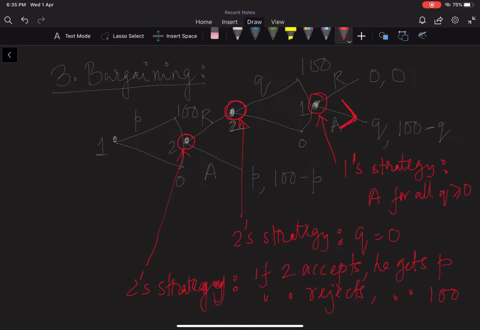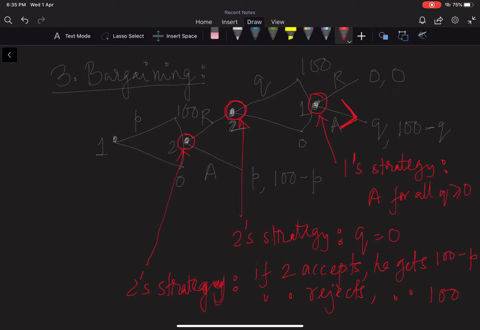So basically player 2 can say that my strategy is to accept if P equals 100, if 1 gives me 100, sorry, not P, I'm saying it wrong, because P is the money that 1 keeps for himself. So player 2 gets 100 minus P. So if 100 minus P is equal to 100, basically P is 0, then I accept, and otherwise I reject. Well, that's one possible strategy. Or the other possible strategy of player 2 could be to always reject, right? Because rejection will give him the highest payoff of 100.